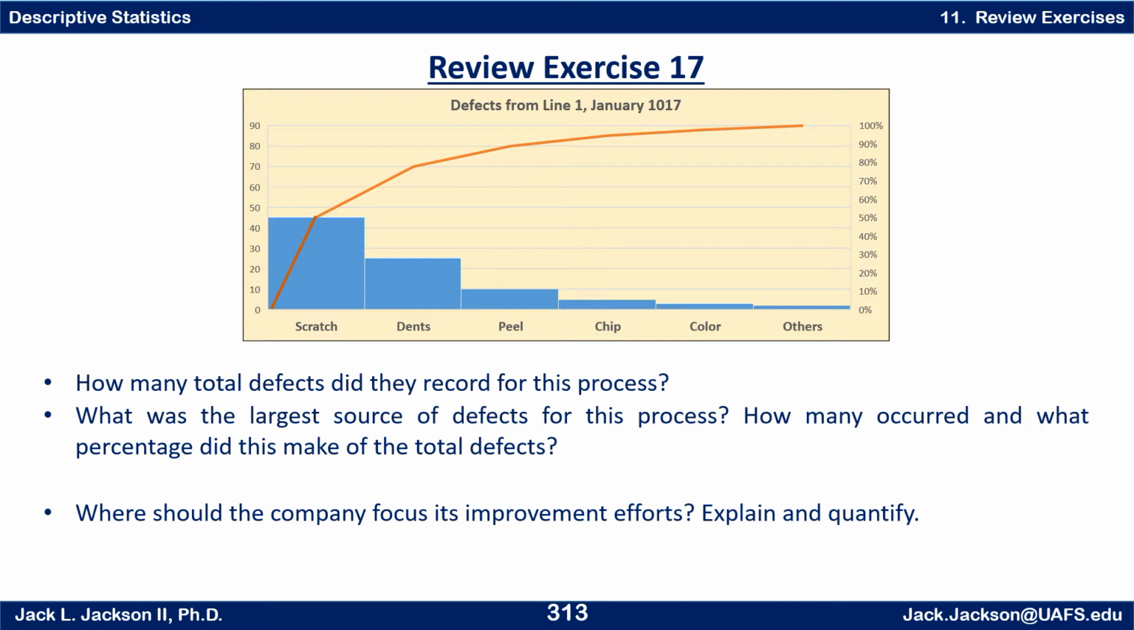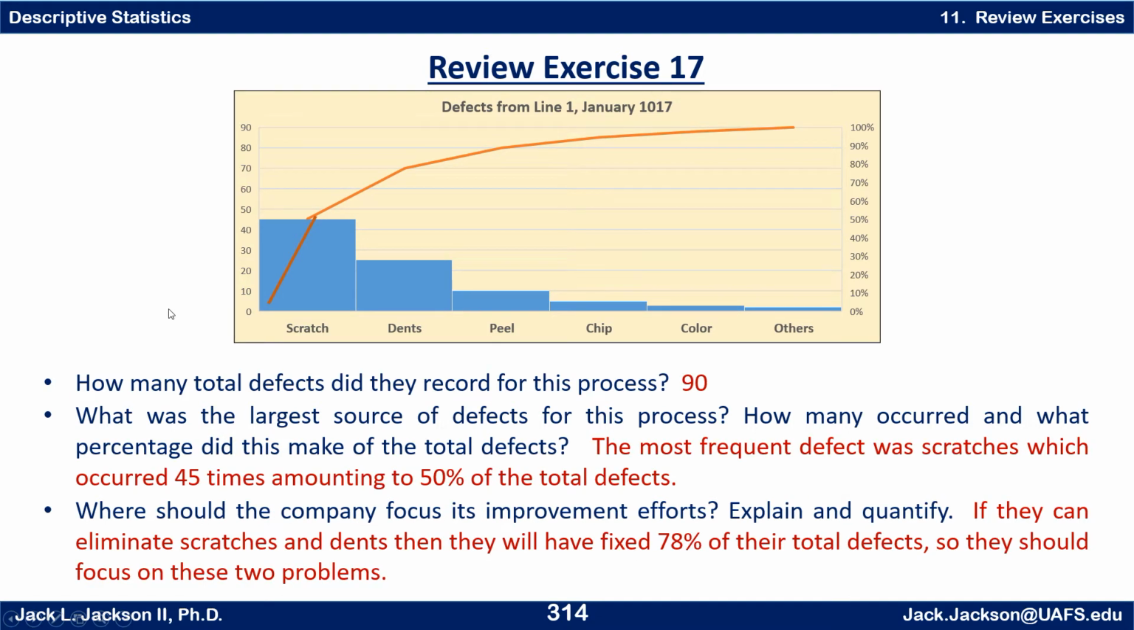All right, so see if you can read this one now. How many total defects did they record for the process? What was the largest source of defects for this process? How many of those occurred, and what percentage did this make of the total? Where should the company focus improvement efforts? Explain and quantify. Press pause now.